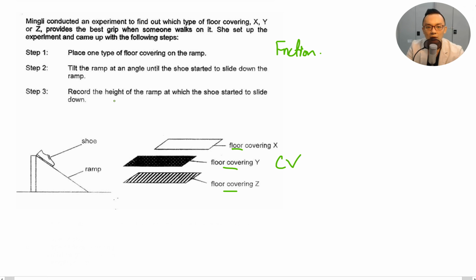All right, record the height. So record the height of the ramp at which the shoes start to slide. Also, the height of the ramp is your measured variable. So everything else should remain the same except your changed variable. So it's the type of shoe, the ramp, the height, everything else.